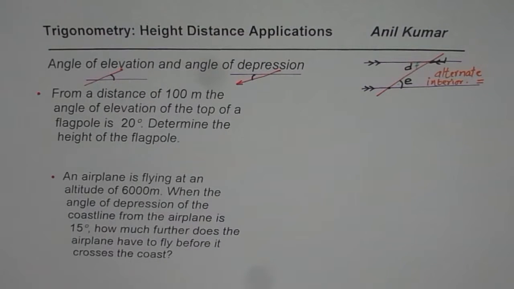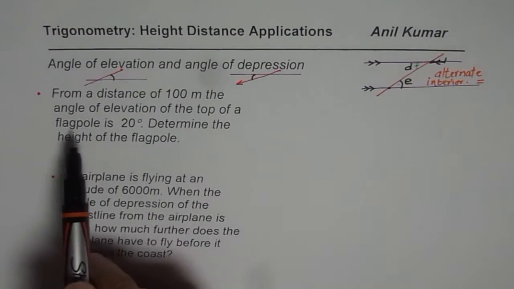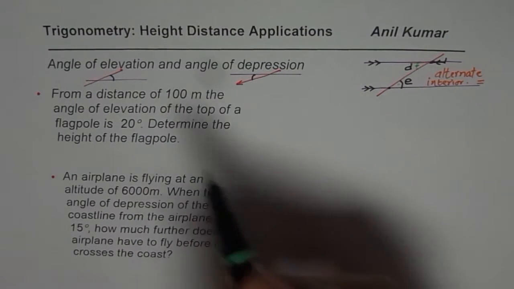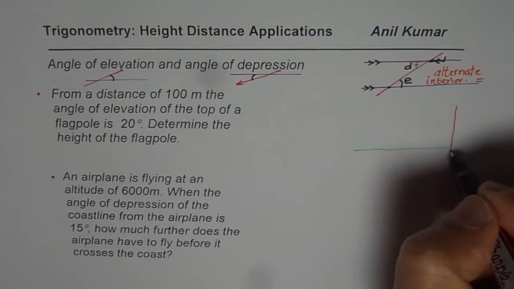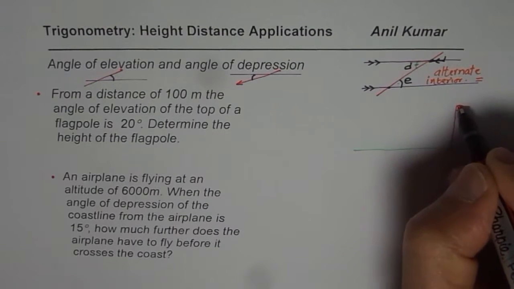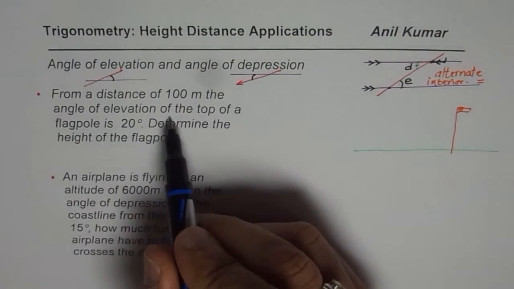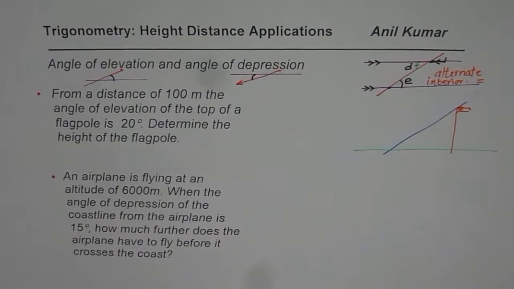The first question is: from a distance of 100 meters, the angle of elevation to the top of a flagpole is 20 degrees. Determine the height of the pole. So the situation here is like this. Let's say this is the ground, and we have a flagpole here. We are talking about this position. Let me join the top with a line. We'll call this the line of sight.